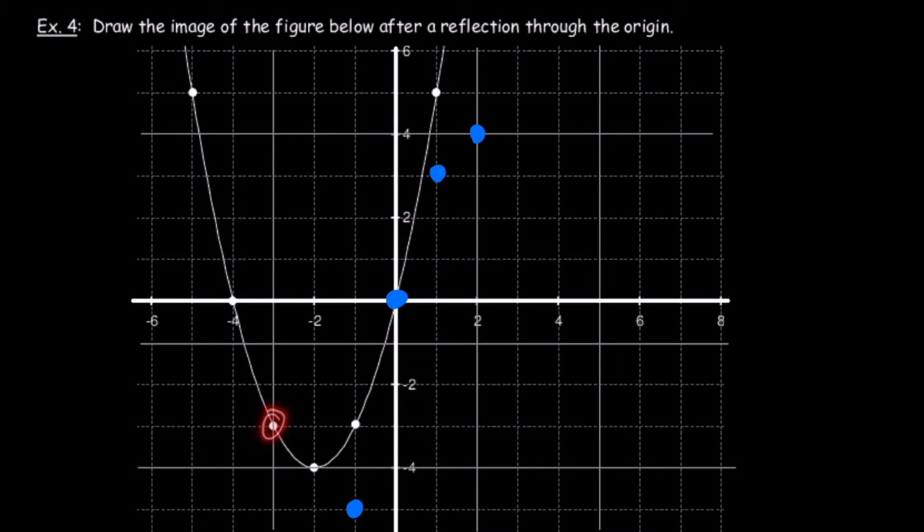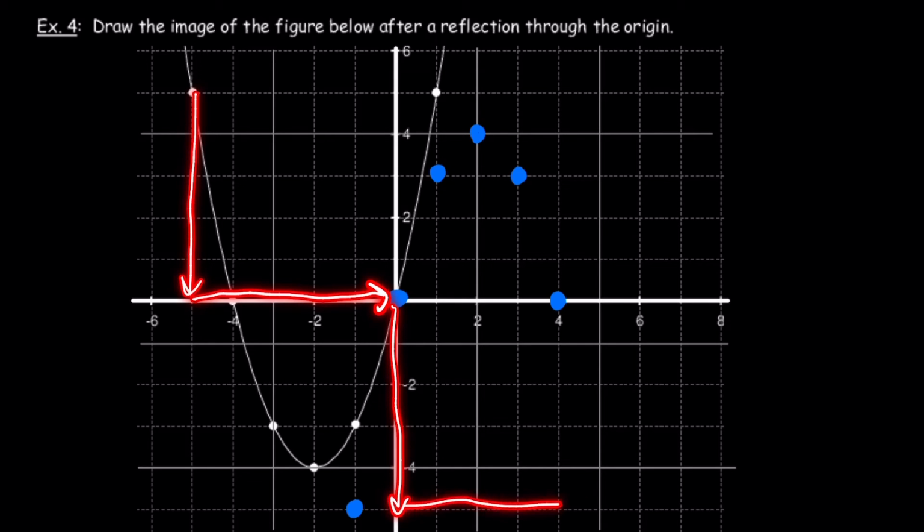Okay, now this one. Up 3, right 3. Should go here. This one here is pretty nice. You only have to go right 4, then right 4. And the last one, the furthest one away, looks like I'm going down 5, right 5. It goes right here.